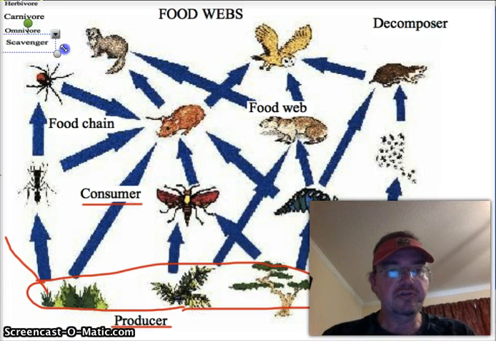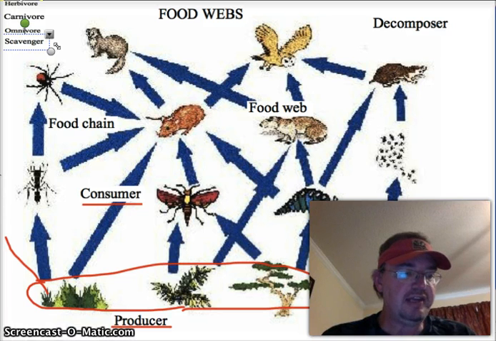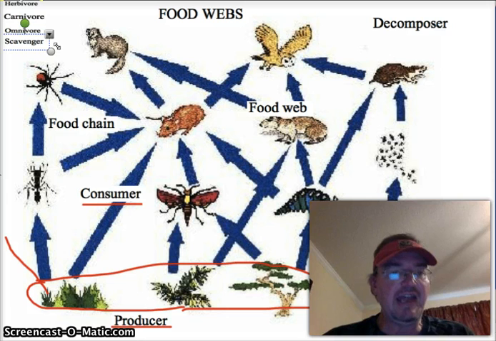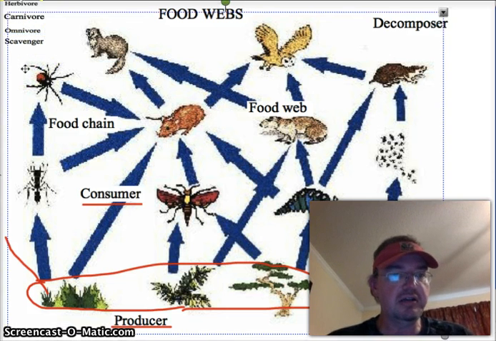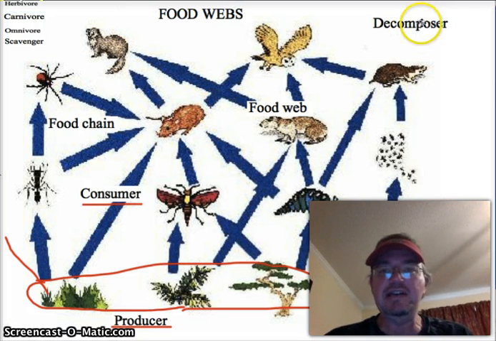Now there's also a scavenger. A scavenger is, well, kind of on a different plane. A scavenger is a carnivore, but it feeds off of dead animals. A buzzard is a scavenger. You might say that's similar to all other decomposers.